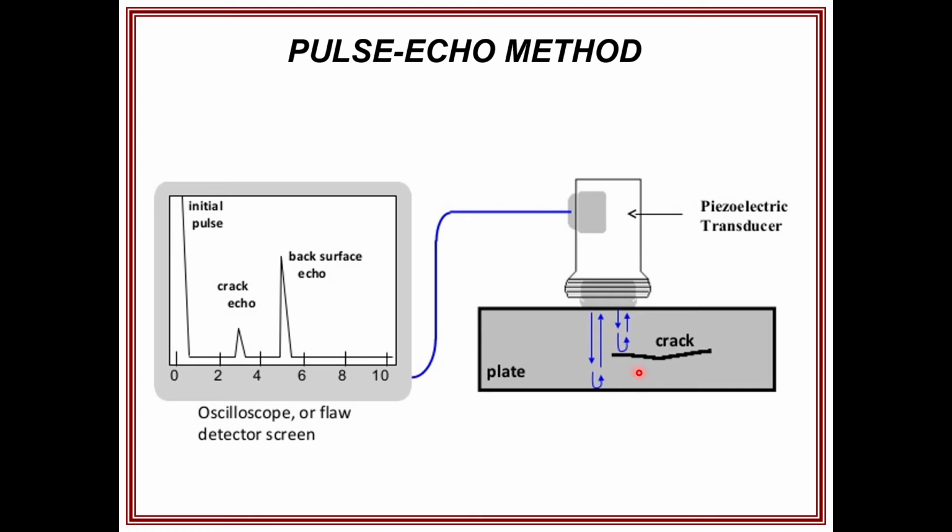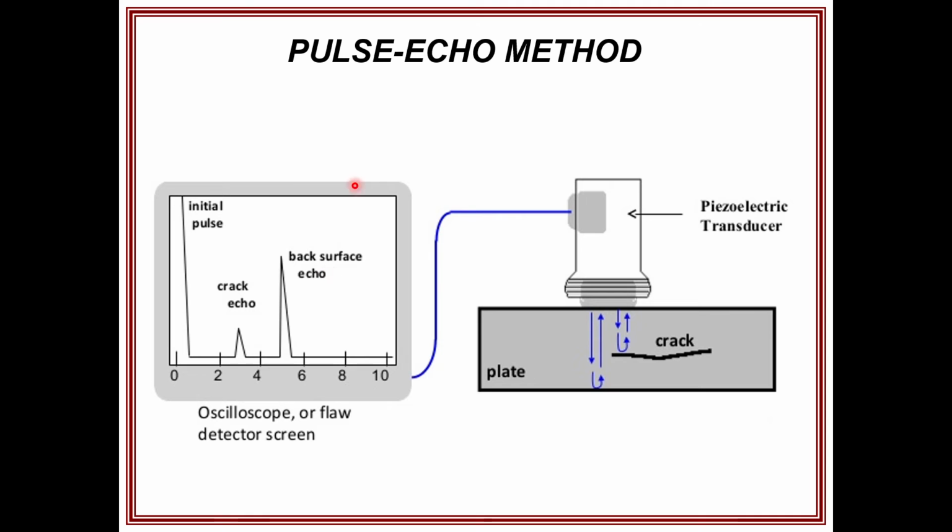And if there is any crack, then what will happen? The ultrasonic waves cannot travel to the back portion of this plate. These ultrasonic waves reflect from the crack area. So due to this, the echo time will be reduced, and the peaks, the electrical signals generated from these two movements of the ultrasonic waves, will be displayed like this. So you can understand here, this is said to be the pulse echo method.